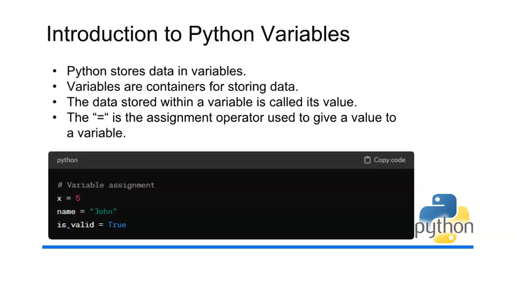Variables can hold various data types, including numbers, strings, lists, dictionaries, objects, etc. Variable names in Python must follow specific rules. 1. They can contain letters, numbers, and underscores. 2. Variable names are case-sensitive.